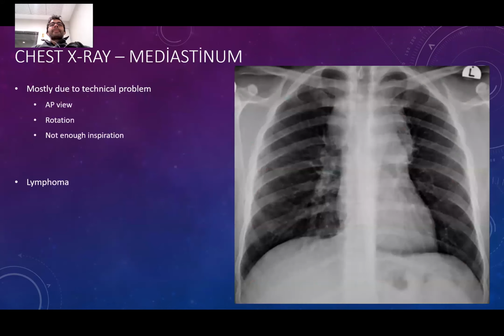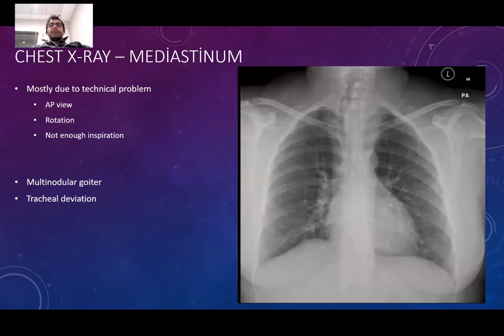Okay. The widening of the mediastinum is mostly due to technical problems, because of AP view, for example, and in rotations. In rotated patients, the mediastinum can look really, really big. Please remember, or not enough inspiration. If the patient is in expiration, the mediastinum gets bigger. But in this case, the inspiration is nice, rotation is pretty nice. So this is a case of lymphoma, for example.